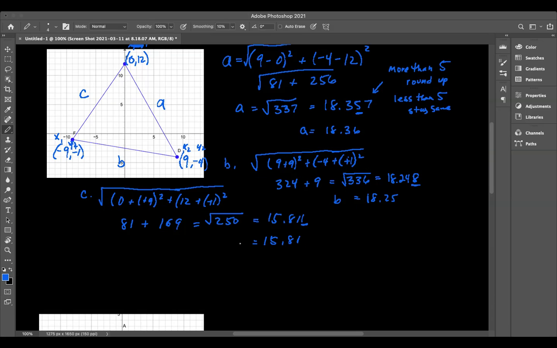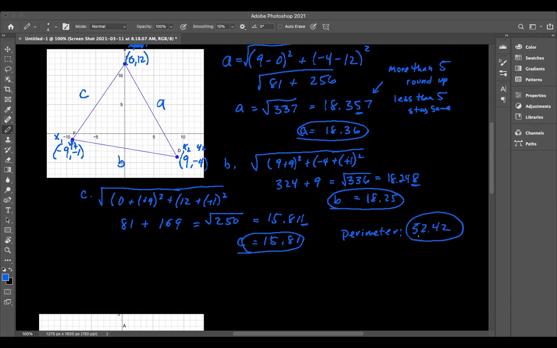Okay, so for C. I got the value here, here, and here. What I want to do is add all these values up, and that'll be my perimeter, because that's what the perimeter says: add all the values up. So I have 15.81 plus 18.25 plus 18.36, and that works out to be 52.42, and that would be the perimeter of the triangle.